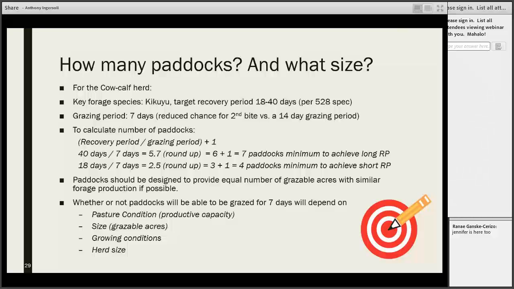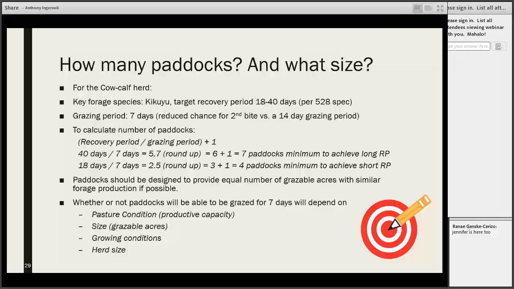To calculate the number of paddocks, the basic equation is you take your target recovery period, divide it by the grazing period, and you add 1. So the cattle need to be in 1 pasture, so that's what that 1 is, the paddock that they're in. So we take our long recovery period, 40 days divided by 7, we get 5.7. We round up to 6 plus 1, that gives us a 7 paddock minimum that we would need in a rotation in order to achieve the longer recovery period.